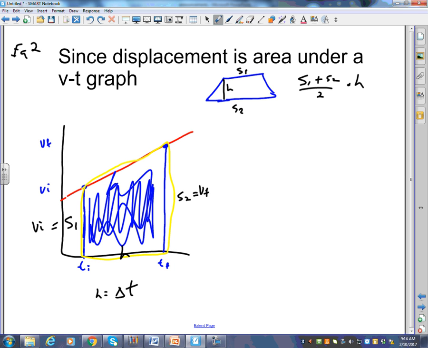Okay, so now I take my area of a trapezoid and instead of S1 and S2 and H, I'm going to write it with my VI and my VFs and my Ts, right? So side 1 we agreed was VI, and side 2 we agreed was VF, divided by 2, times the height, which in this case is delta T.